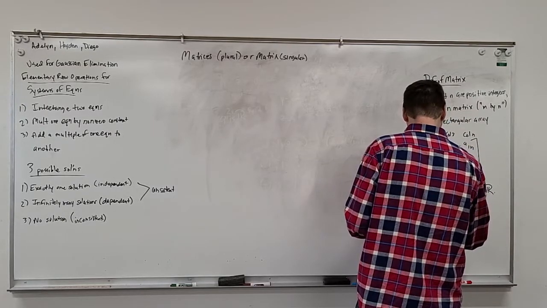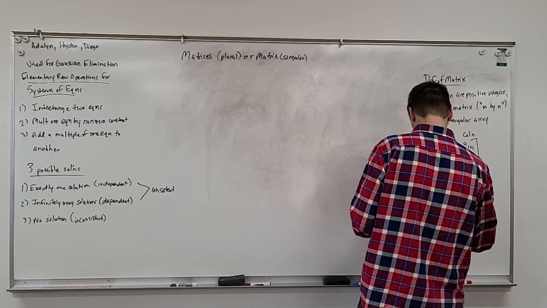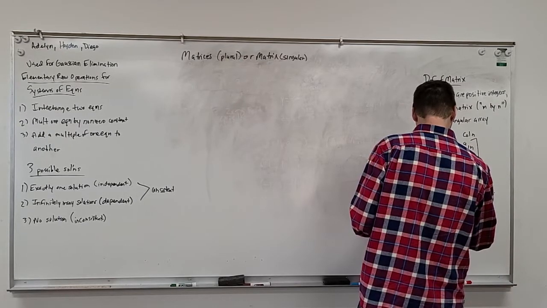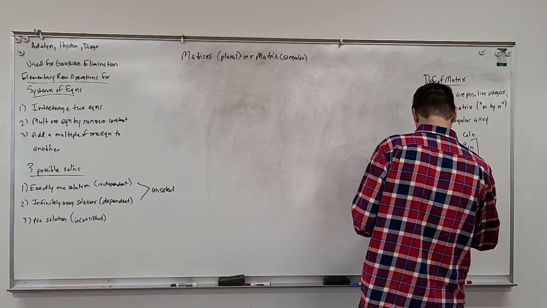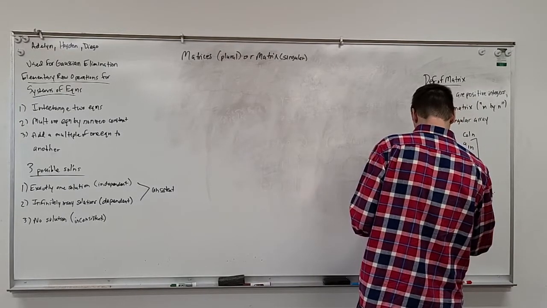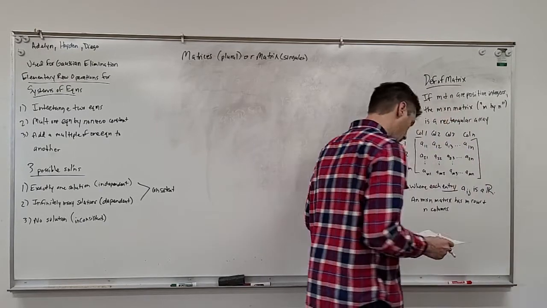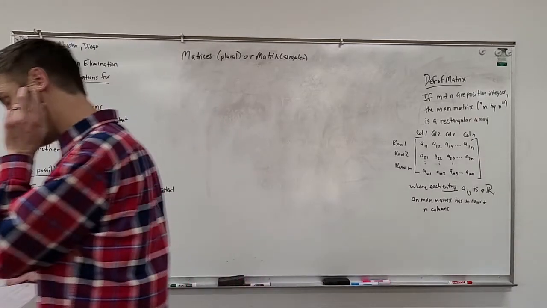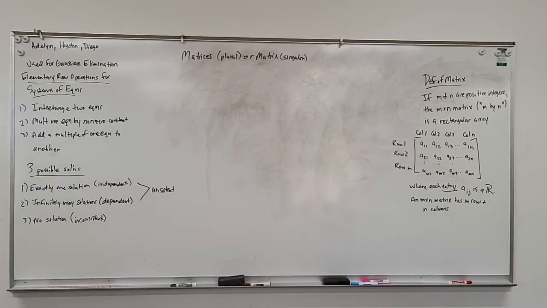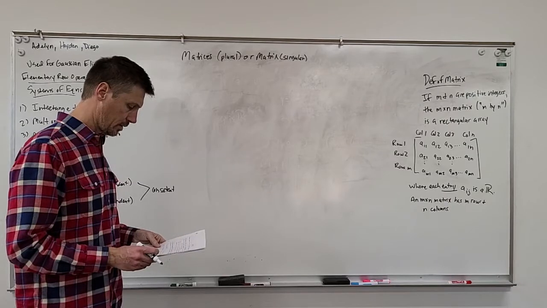An m by n matrix has m rows and n columns. All right, so that's a confusing definition, but I'll just let you jot that down. It will explain what we mean by that, and it'll be much simpler once we do an example.